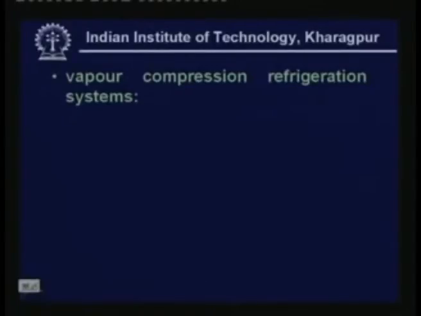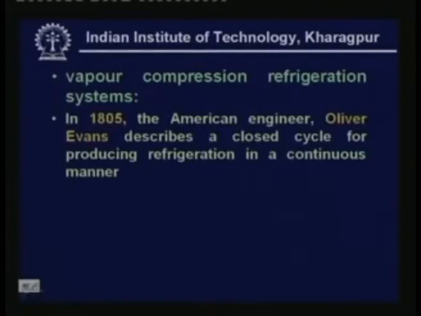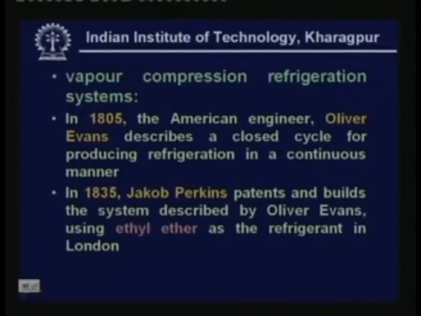So this is what is known as the vapor compression refrigeration system, and as we shall see later, we use a compressor here for producing the required suction conditions and for enabling condensation. The concept of vapor compression refrigeration systems was first given by Oliver Evans, an American engineer, in 1805, but we really do not know whether he built a system based on this principle or not. The credit for building an actual vapor compression refrigeration system goes to Jacob Perkins. In 1835, he built a complete vapor compression refrigeration system using ethyl ether as the working fluid. Even though this system worked very well, it was not a commercial success.